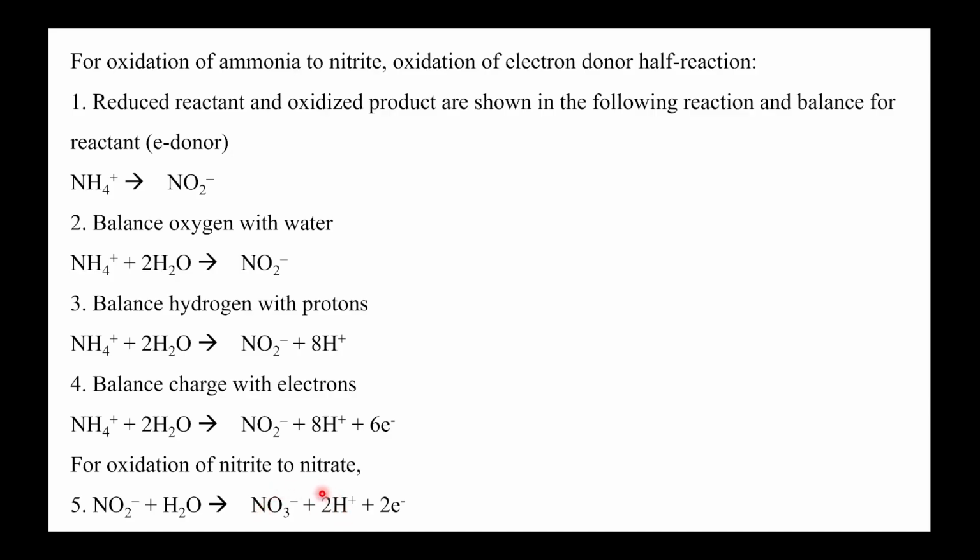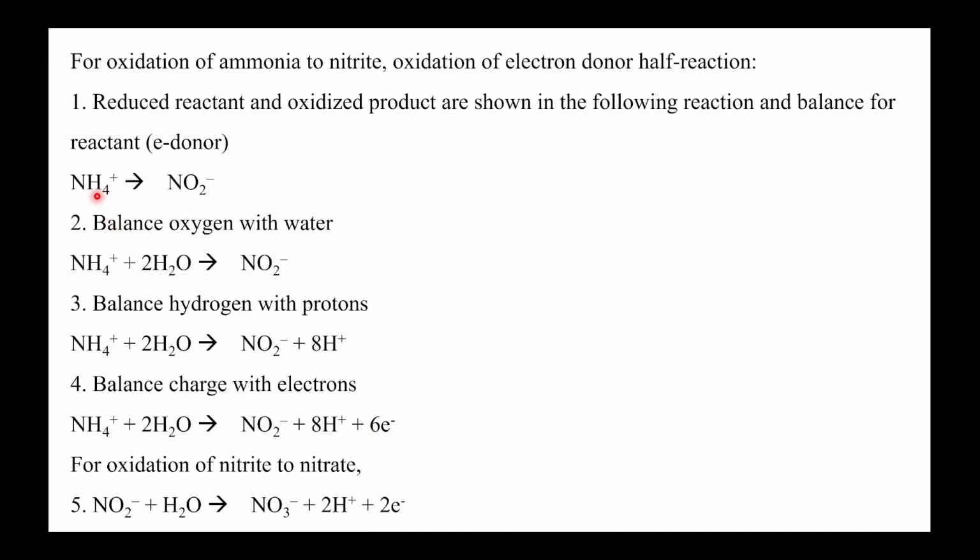So 2 minus 1 is +1. On the left hand side we have -1, on the right hand side we have +1. So to make +1 into -1, we need to add 2 electrons. So 2 minus 2 plus 1 would be -1. So the total number of electrons required for the oxidation of nitrite into nitrate is 2. If you add up, the total number of electrons would be 6 plus 2, 8.